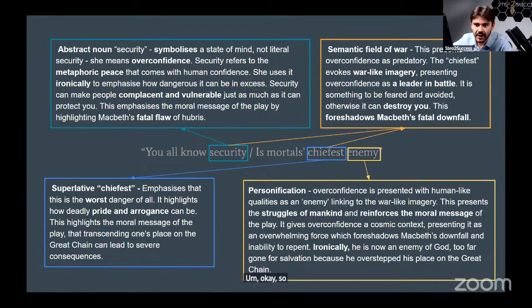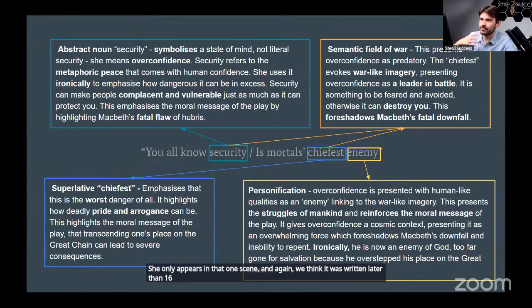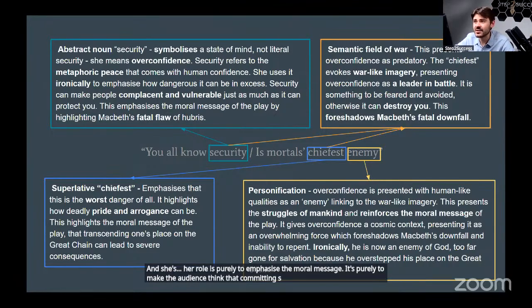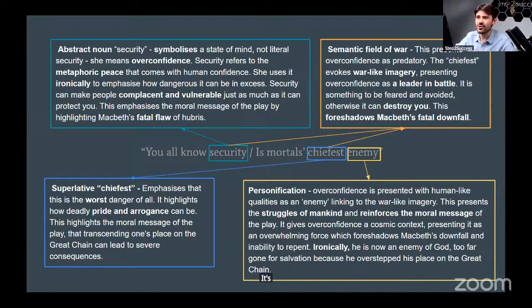Okay, so let me just answer these questions. Who is Hecate? In mythology, Hecate is thought to be the goddess of witches and witchcraft. So think of her as being like the leader of the witches. She only appears in that one scene, and again, we think it was written later than 1606 when Macbeth was actually written. And her role is purely to emphasize the moral message. It's purely to make the audience think that committing sins is going to lead to eternal damnation. It's going to scare the audience into not going against the king.